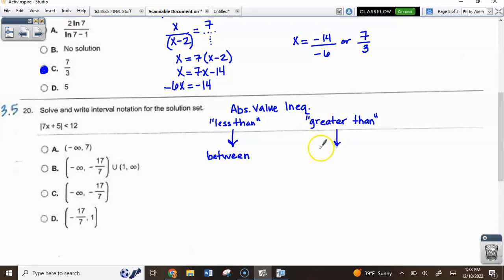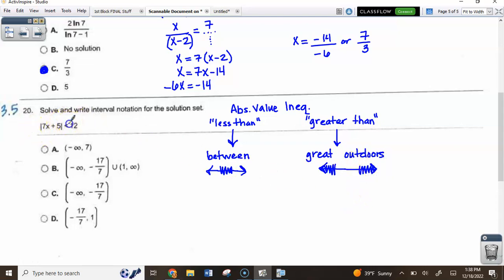If it's a greater than, think back to what I taught you. It's the great outdoors, which means the expression is going to be less than the negative and then greater than the positive. In terms of shading, this is what it means. There's one set if it's in between. There's two sets going opposite directions if it's the great outdoors.